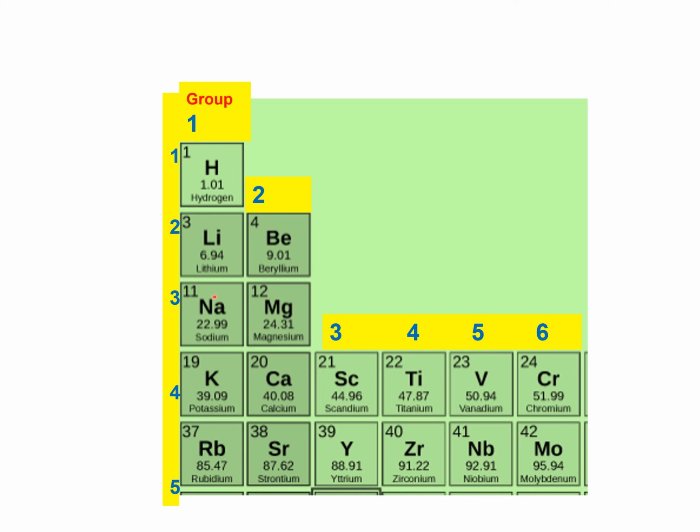Let's have a look here. It has 11 here and 22.99. 11 is smaller than 22.99, so 11 is the atomic number for sodium and 22.99 is the mass number. Potassium has 19 here and 39.09 here. 19 is smaller than 39.09, so 19 is the atomic number and 39.09 is the mass number.